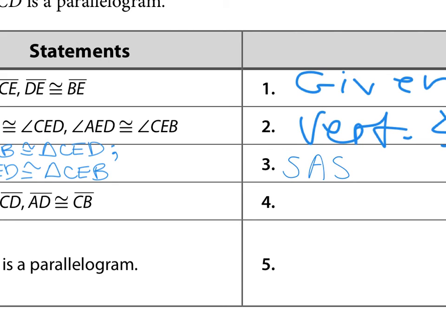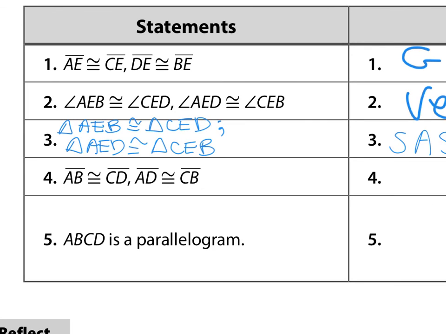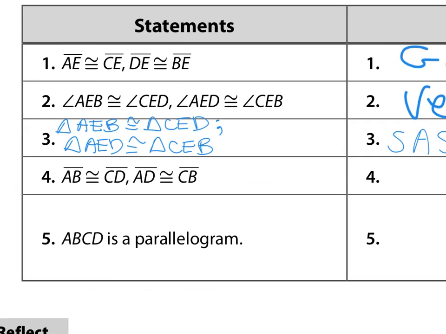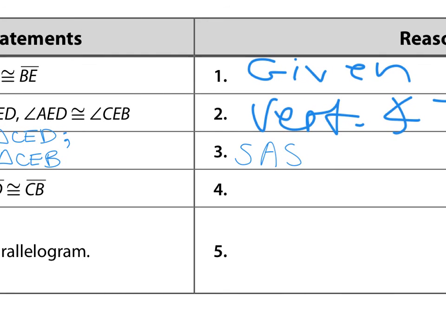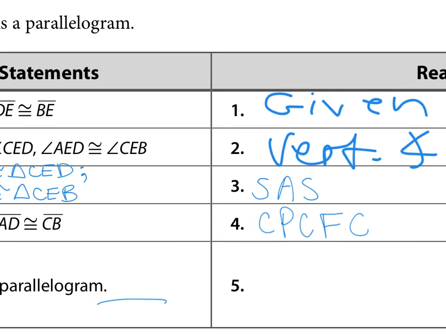And then after we know the triangles are congruent, we can say that segment AB is congruent to CD, and segment AD is congruent to CB, and that is by our corresponding parts theorem. And finally, once we know that those opposite sides are congruent, we're allowed to say that it is a parallelogram, because that is the simple definition of a parallelogram. One of the definitions is that the opposite sides are congruent.